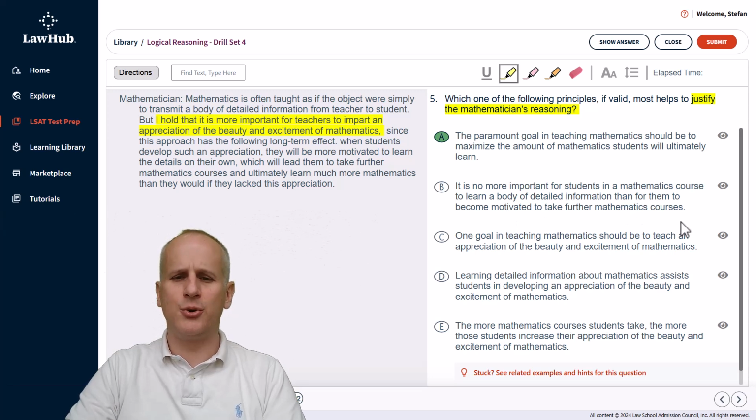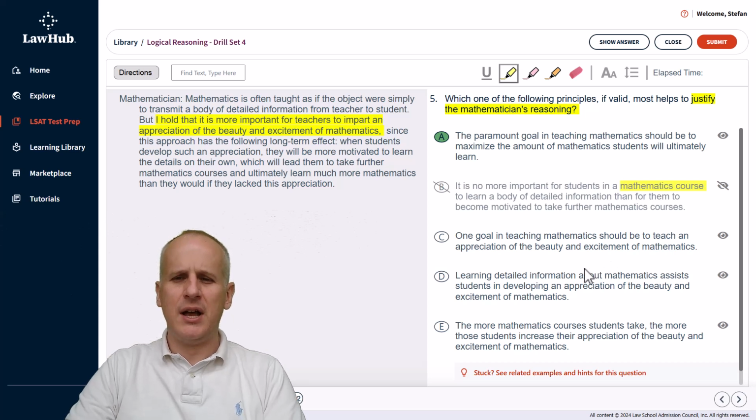So choice B, it is no more important for students in a math course to learn a body of detailed information than for them to become motivated to take further math courses. Well, when we're talking about a specific course, we don't actually talk about an individual course. We're talking about mathematics courses. And so talking about an individual course would require additional information, so we can eliminate choice B.